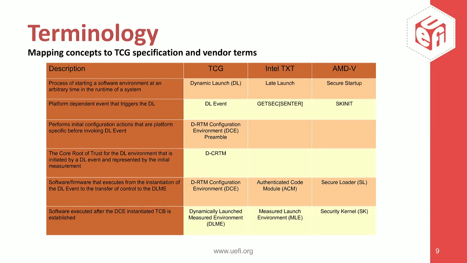So as you can see, sometimes the same thing is named in three ways. For example, we have a very good example: the platform-dependent event that triggers the dynamic launch. In the TCG specification, it is called the dynamic launch event. In the Intel TXT doc, it is called GETSEC[SENTER], but in the AMD specification it is called SKINIT. There are also some terms which are only used in the TCG specification. A good example is the DRTM configuration environment preamble.